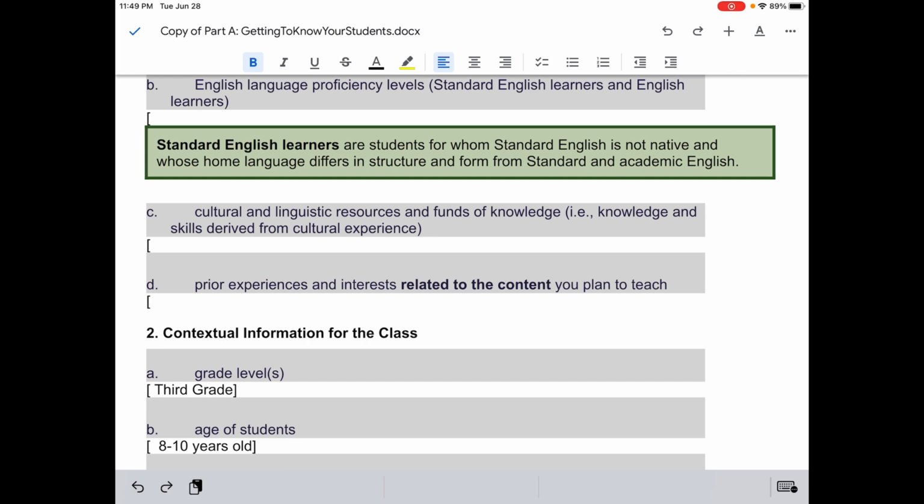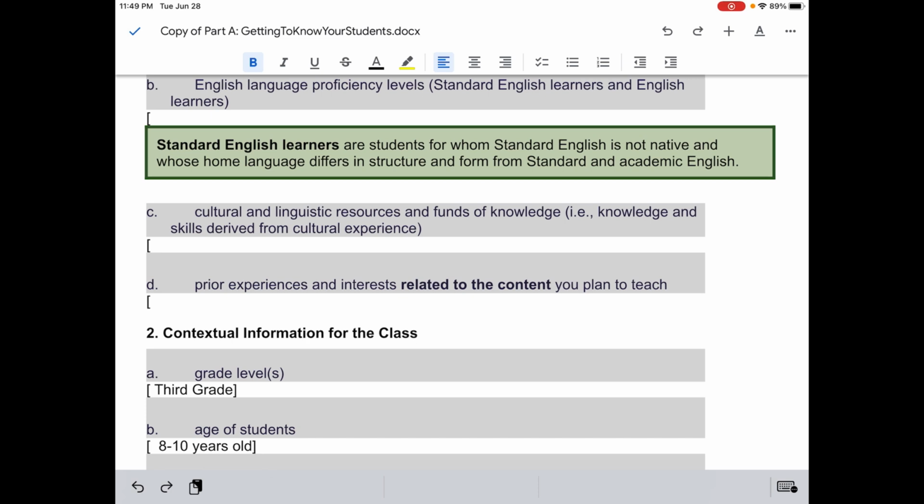So then for section D, prior experiences and interests related to the content you plan to teach. So I talked about how I am focusing on multiplication and division, and I hope to deliver a lesson in which my students will be able to represent and solve problems regarding multiplication and division.